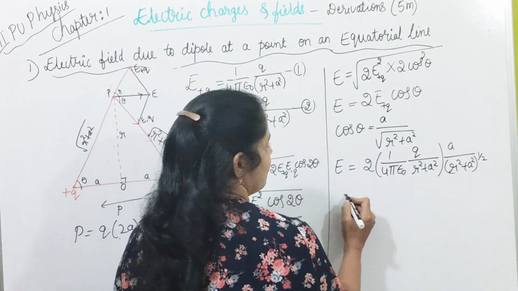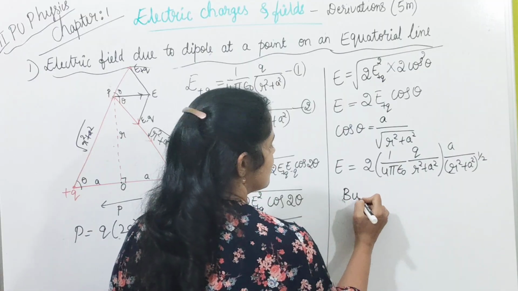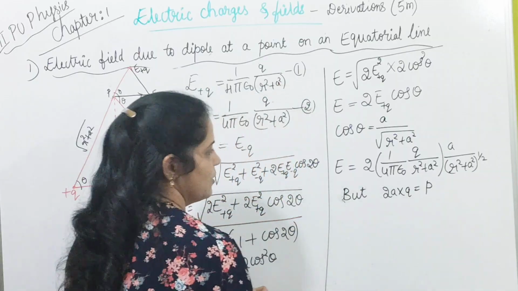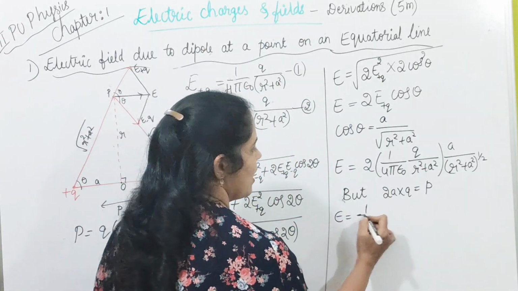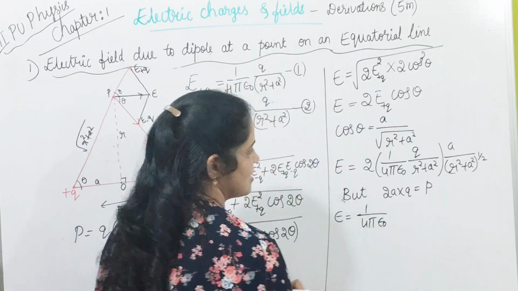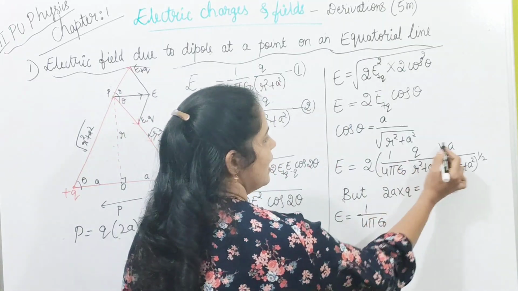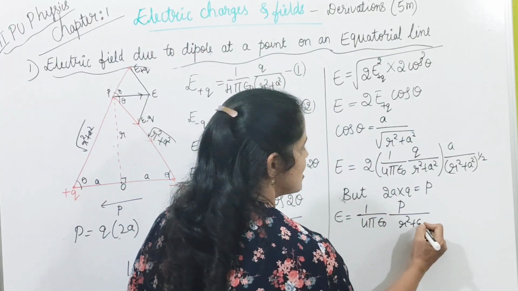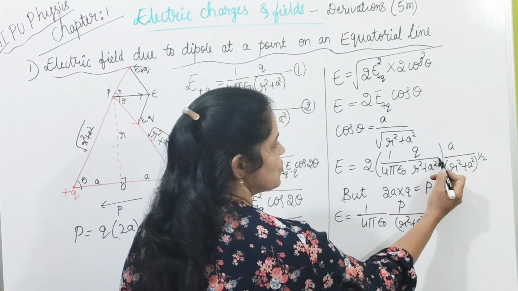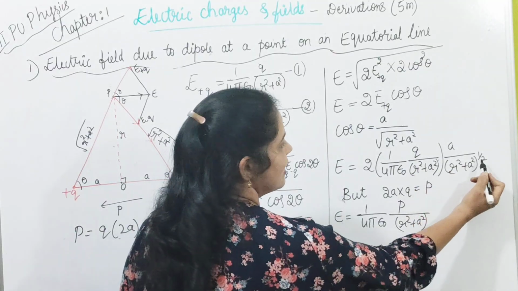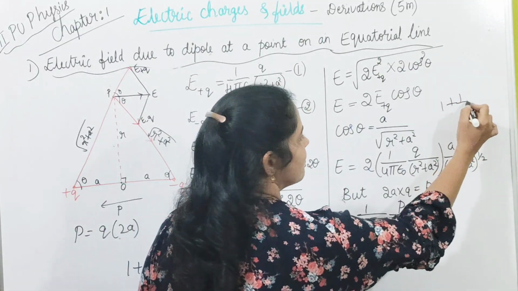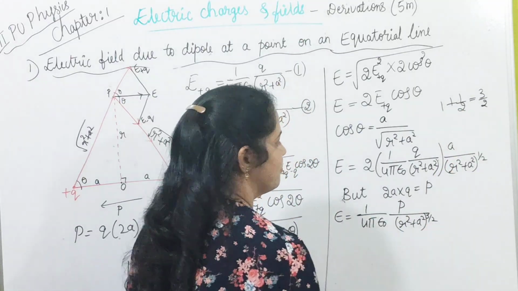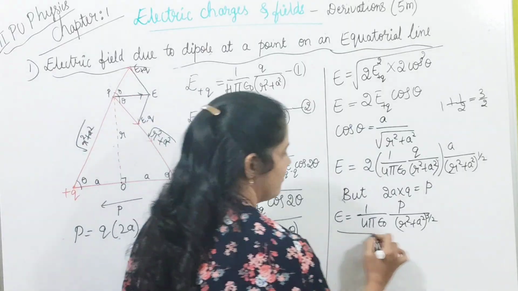Okay. So therefore here we know that 2A into Q is nothing but dipole moment. Okay. So that's why electric field is 1 by 4 pi epsilon naught. Let me write first. And 2AQ is nothing but P divided by R square plus A square to the power. See here there is 1. The power is 1. And here it is half. 1 plus half is 3 by 2. Right? So it is 3 by 2. So this is our expression for electric field.